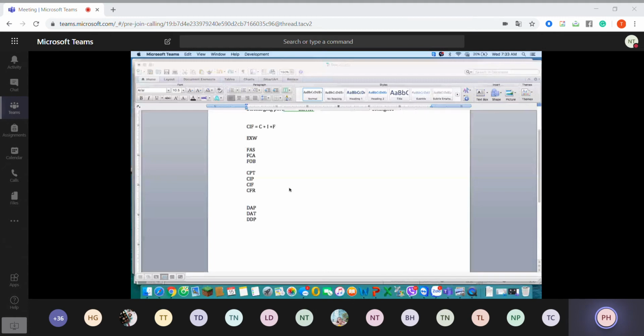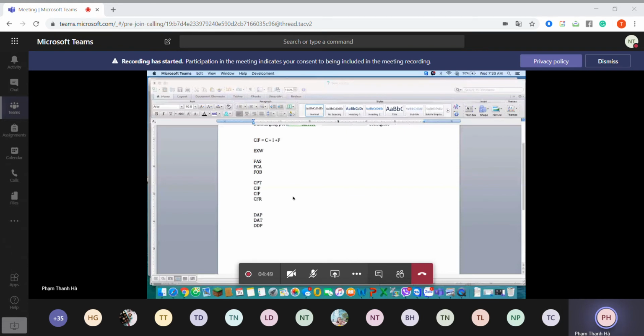So who can explain about the key point related to the obligations of the sellers and the buyers in the FAS sales contracts? Who wants to raise their voice regarding the FAS?